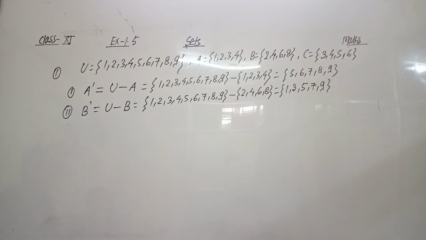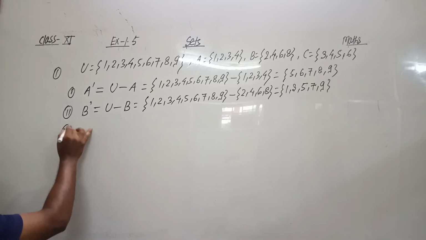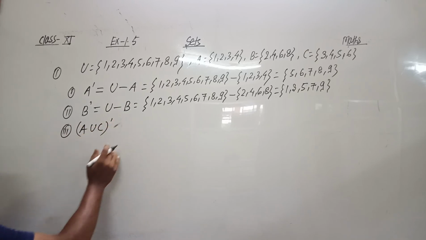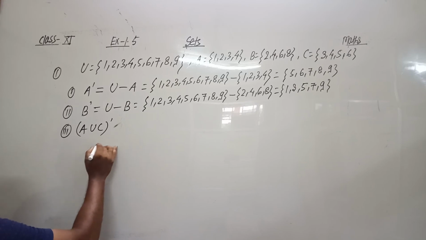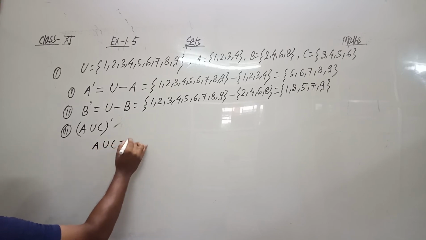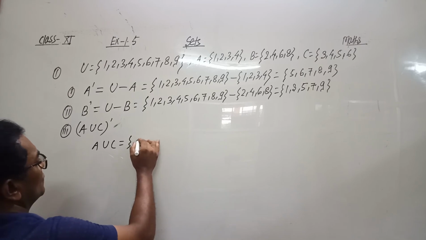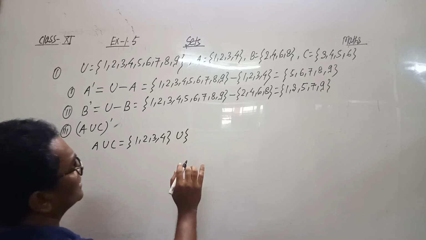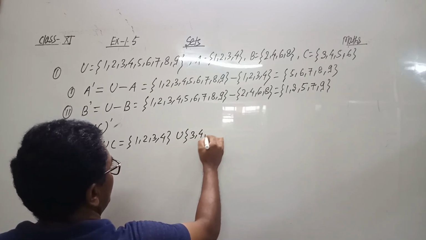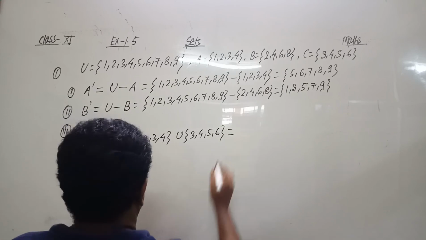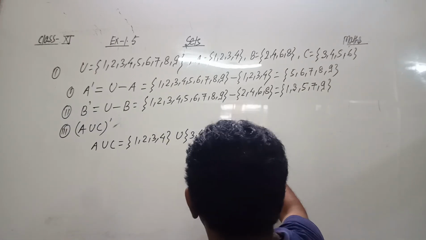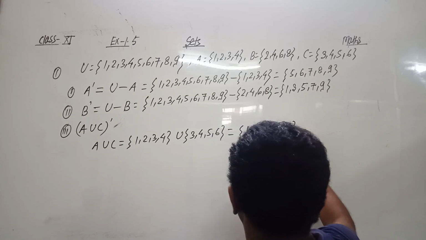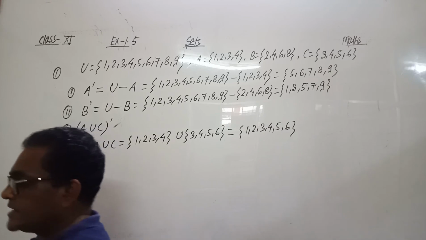Then we have to find A union C dash. So firstly we find A union C. A is 1, 2, 3, 4. Union C 3, 4, 5, 6. So combine both the sets, we get 1, 2, 3, 4, 5 and 6. This we have calculated, A union C.